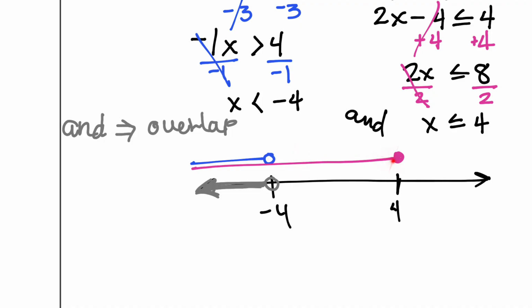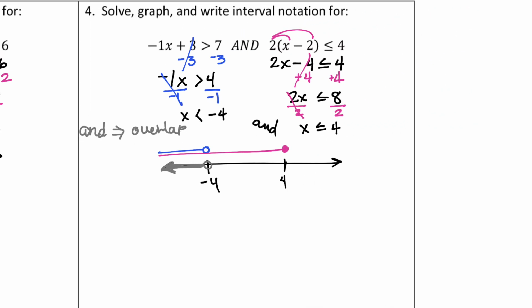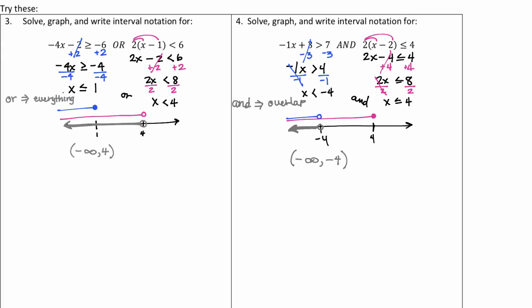This is only pink, so it does not come down. This needs to be both colors. Maybe we could use that word, maybe that would help you, is both. I don't know. All right, back to here. Our interval notation is negative infinity to -4 and an open circle. Open parenthesis for the open circle. There you go.